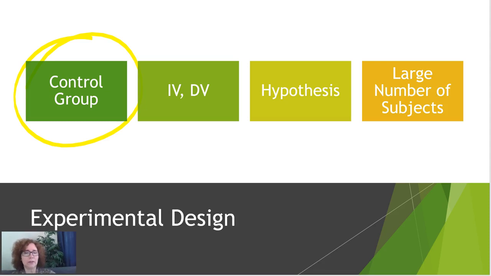So the hallmark of an experimental design is a control group that gets nothing. It gets no independent variable whatsoever. It just gets the passage of time, basically. Experimental designs also have these other aspects. They usually have a large number of subjects.